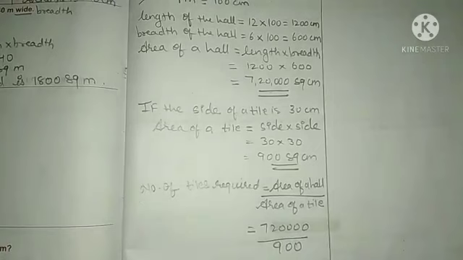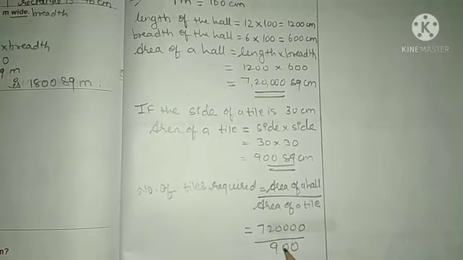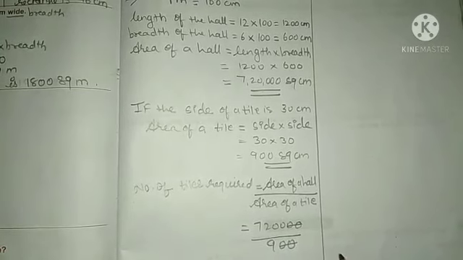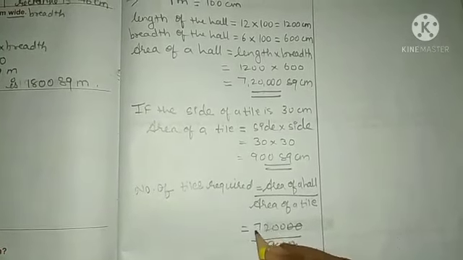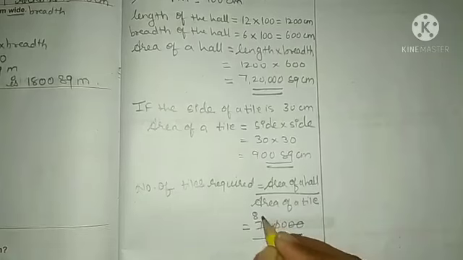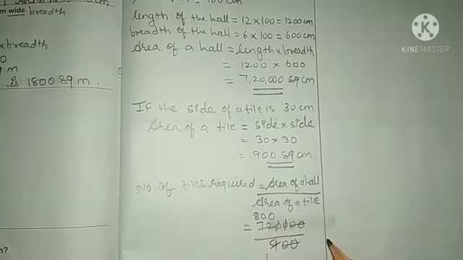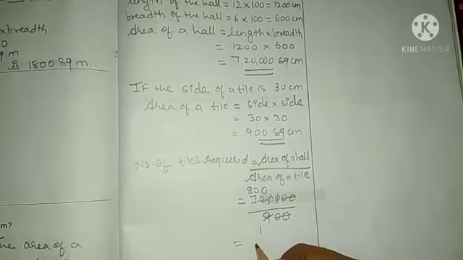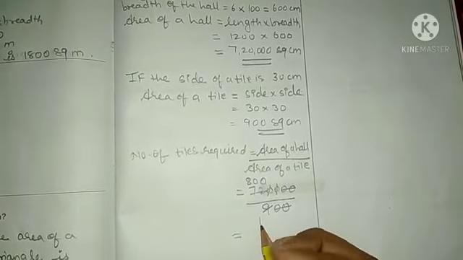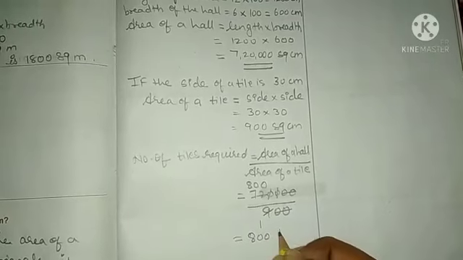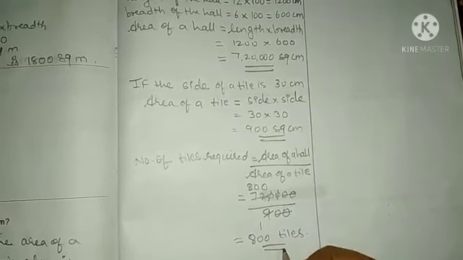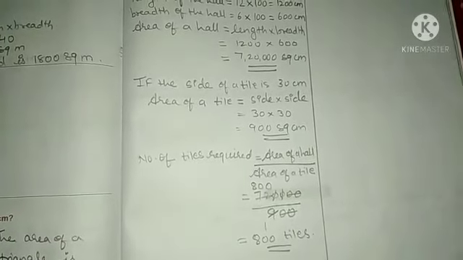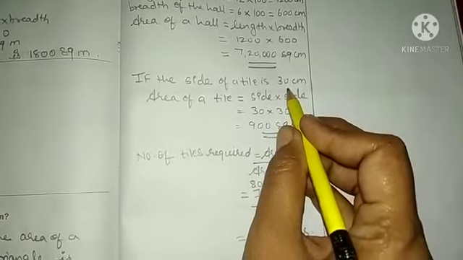Clear? So how you are going to find out this? So two zeros will get cancelled. Clear? So 9 ones are 9, 9 eights are 72, 9 zeros are 0, 9 zeros are 0. So how many tiles will be required over here? That is 800 tiles. Clear? So 800 tiles are required if you take a tile whose side is 30 centimeter.